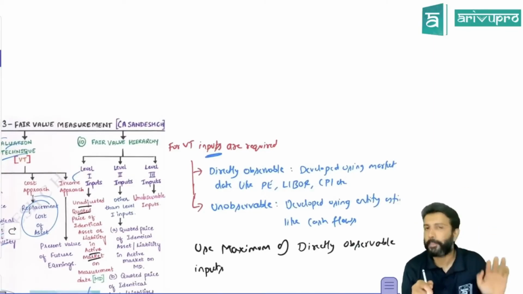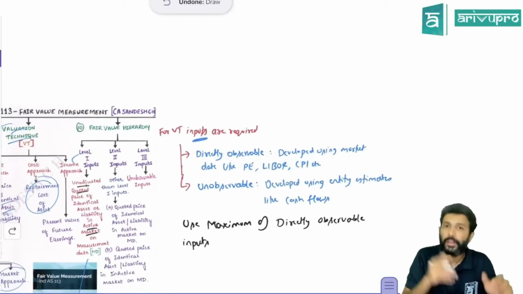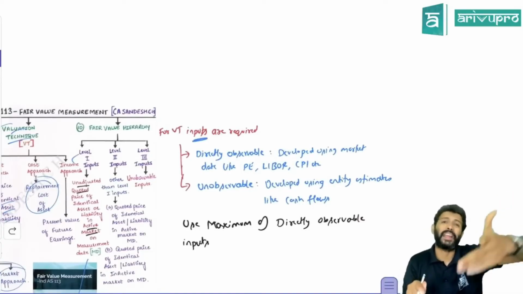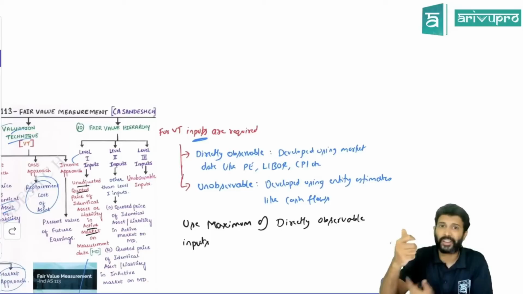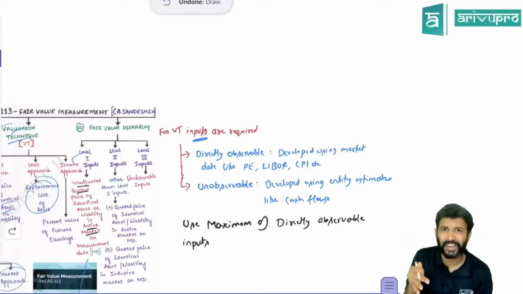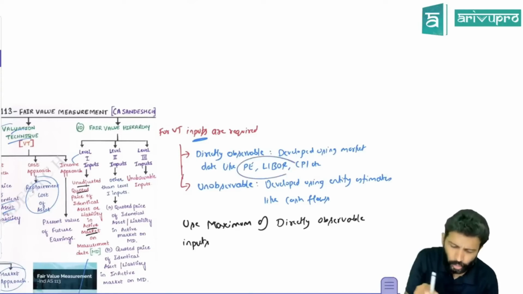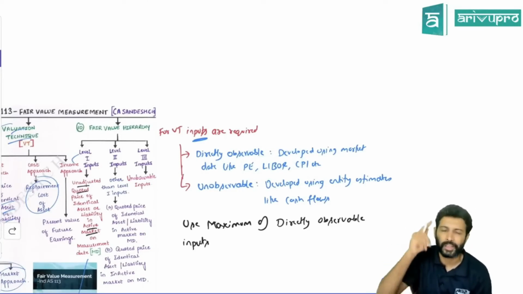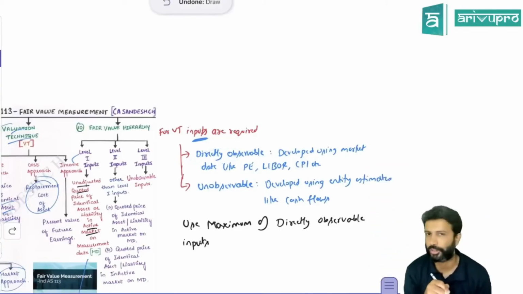Directly observable inputs are those inputs which are developed using market data. They are data which are directly taken from the market, like LIBOR. You have seen in the lease payment, lease was based on CPI, LIBOR, etc. The LIBOR is not entity-driven data. Did the entity estimate that? No, it is available in the market. So if you are using price earning multiple, LIBOR, CPI, all that is market-specific data. If you are using market-specific input, we call it directly observable inputs.